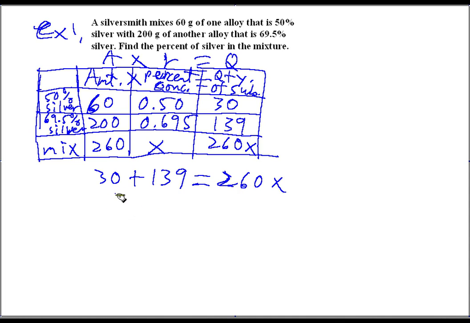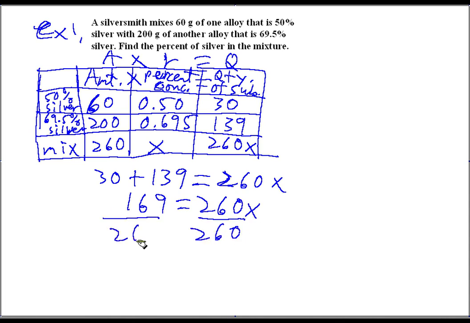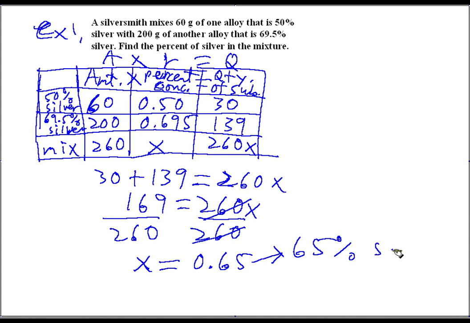All right, so let's add them up. 30 plus 139 is 169, equal to 260x. Dividing both sides by 260, we get our result here of what? Let's punch that into the calculator. 169 divided by 260. All right, 0.65. So the resulting mixture is going to have a concentration of silver of 65% silver.